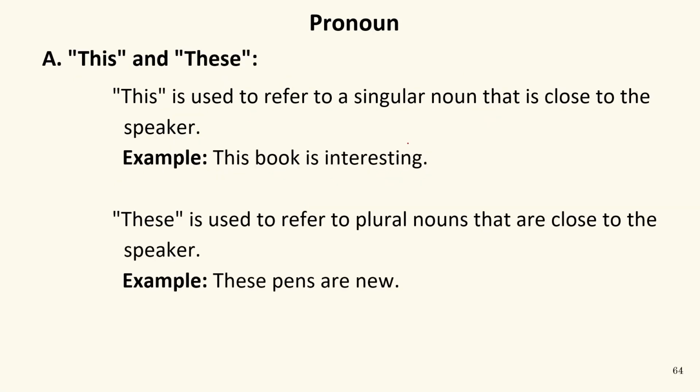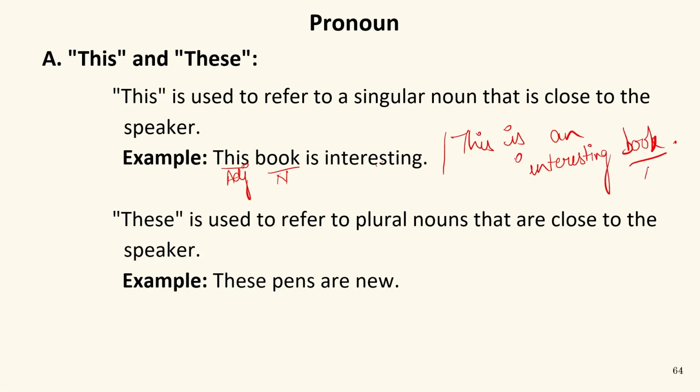Now, this is used to refer to a singular noun that is close to the speaker. This book is interesting. Now, book is a noun, therefore this is an adjective over here. But if I say this is an interesting book, in this case book is a noun and this is a demonstrative pronoun, whereas interesting is an adjective.